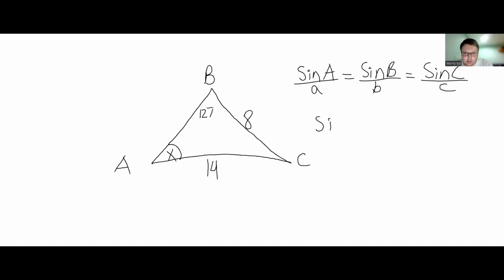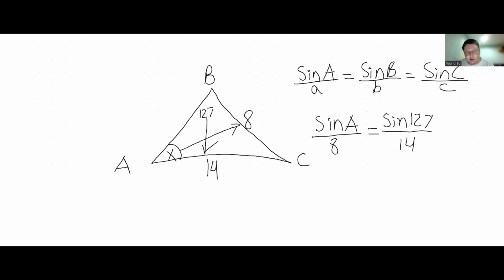So the formula says sine of A divided by little a. Well, what's opposite our angle? 8, right? So we know it's divided by 8 equals sine of, what are we given in this problem? Well, they tell us angle B equals 127. So we know we're going to be using that guy. So we'll say equals sine of 127. Now, what is opposite angle 127? 14. So we know it's being divided by 14.